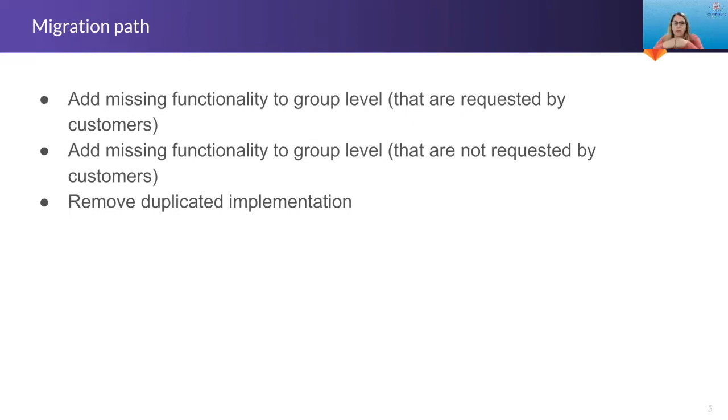The next step will be adding the same thing. We're going to start with things that customers explicitly requested. Next step, we're going to add those missing group functionalities that have not necessarily been requested by customers. And lastly, we'll start removing the code duplications from the code. That is the general path that we're taking.